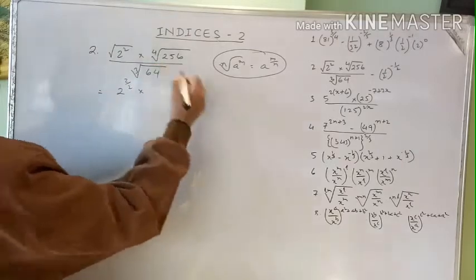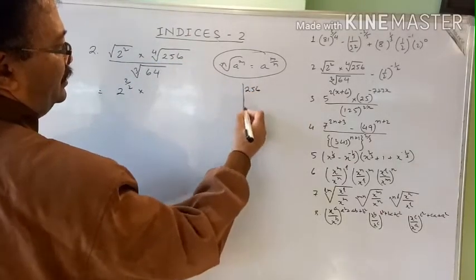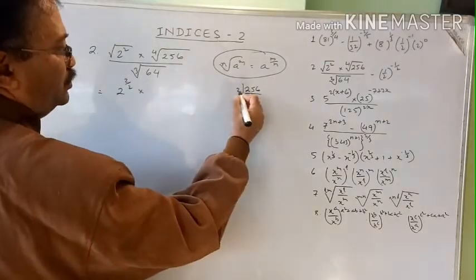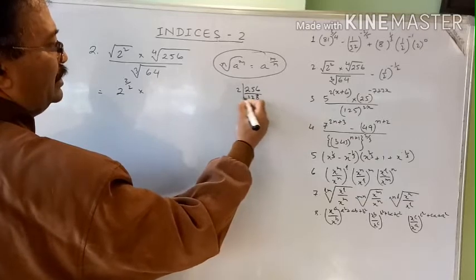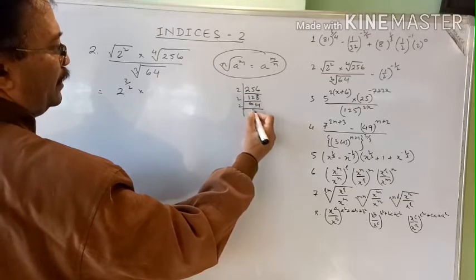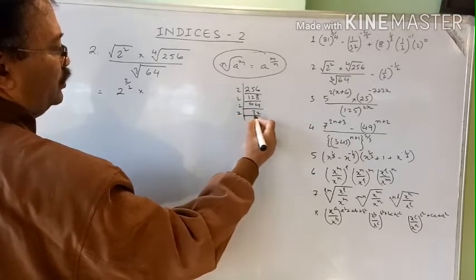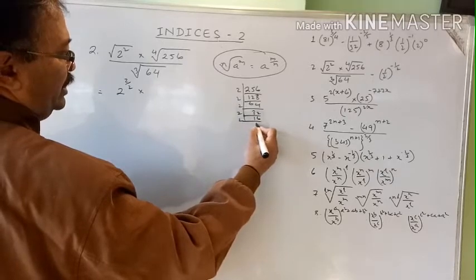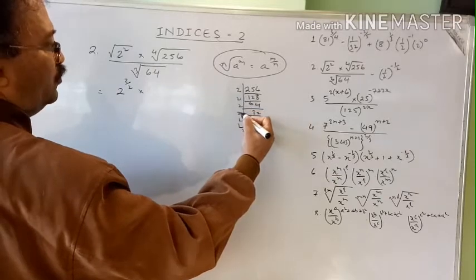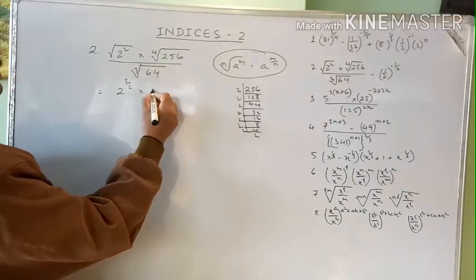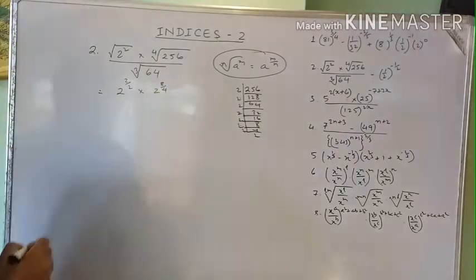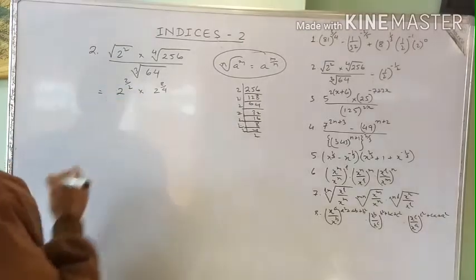So into 256, factorize 256. Try with the lowest prime number which can divide it. 2 ones are 2, 2 twos are 4, 2 sixes are 12. 2 will go 32 times, 2 will go 16 times, 2 will go 8 times, 2 will go 4 times, and 2 will go 2 times. So 1, 2, 3, 4, 5, 6, 7, 8. So it is to the power 8 by 4.